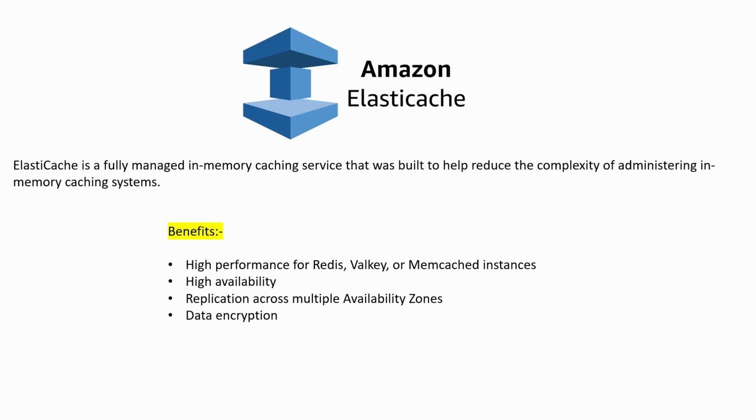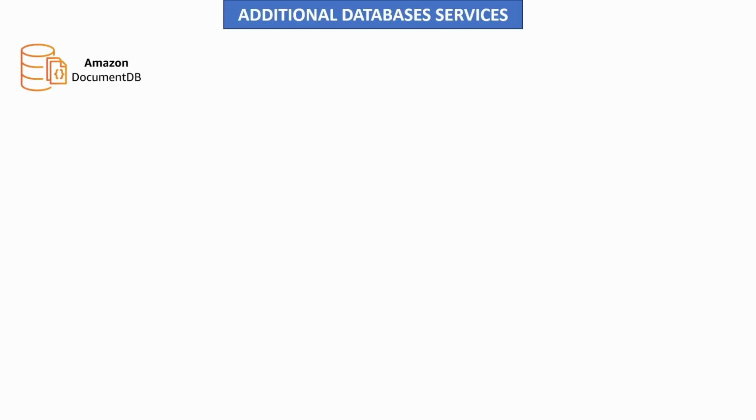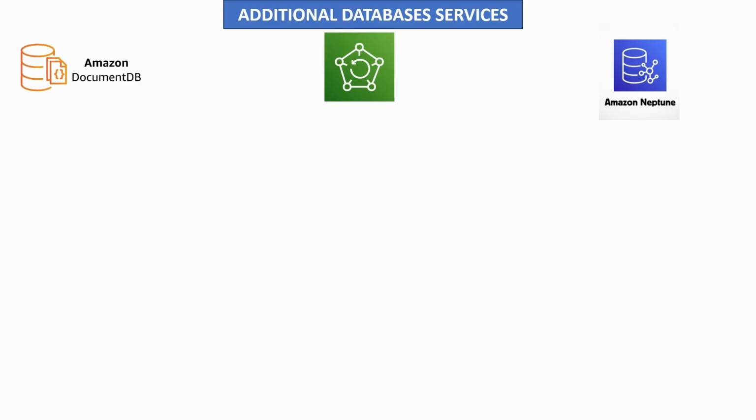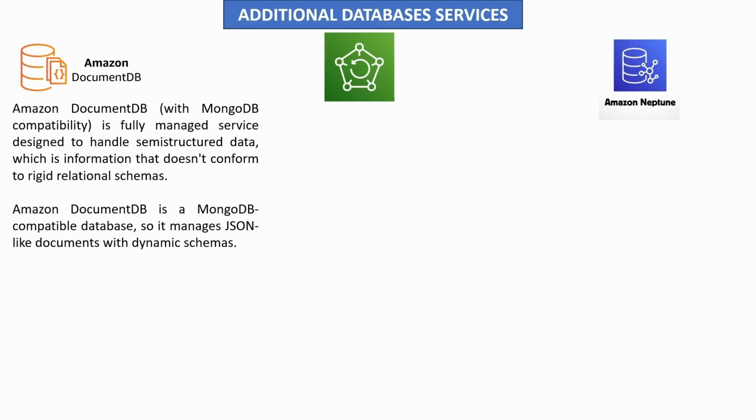There are a few additional database services offered by AWS like Amazon DocumentDB, AWS Backup, and AWS Neptune. DocumentDB is a fully managed service designed to handle semi-structured data, which is information that doesn't conform to rigid relational schemas.